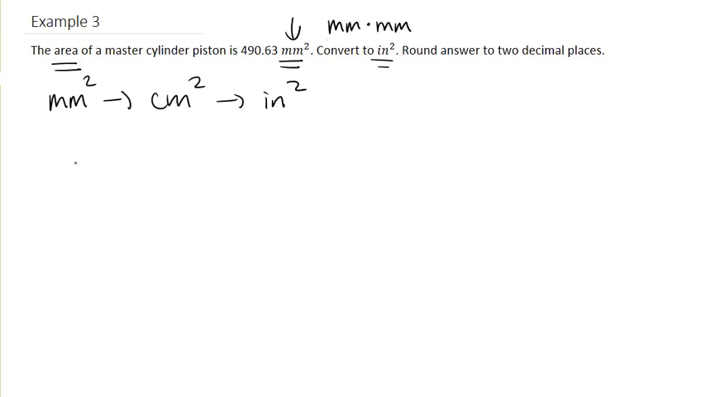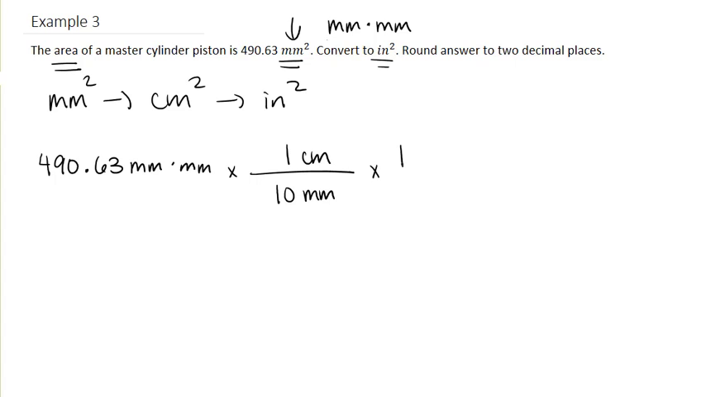So how we would do that is we're going to take the 490.63 millimeters times millimeters, and we're going to multiply. So for the first thing we're going to do is have 10 millimeters, which is equal to 1 centimeter, like we did last time. And then we're going to have to multiply by another 1 centimeter over 10 millimeters. This gets rid of this millimeter here, and this gets rid of this one here. So now we are no longer with millimeters, and now we have centimeters squared.